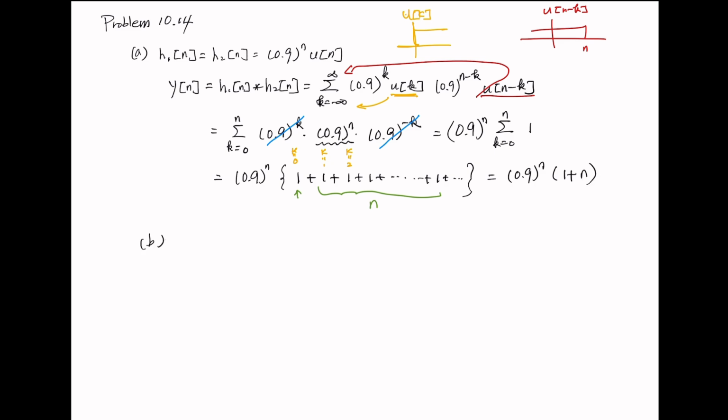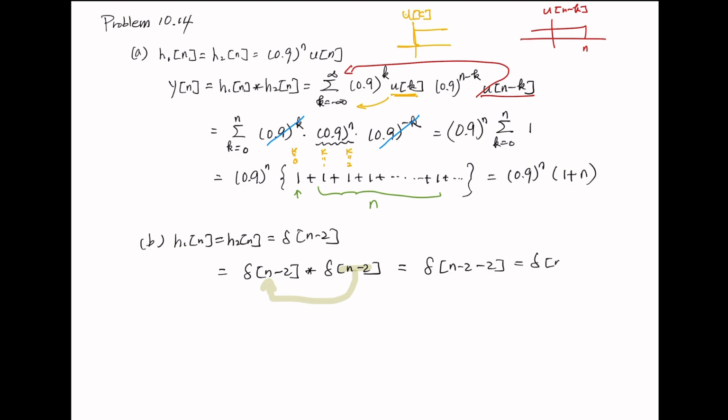And then part B, we have h1 of n equals h2 of n equals delta of n minus 2. And when we do the delta convolution, as we discussed in class, we're going to take the 1 inside of the bracket and put it into the next one. Therefore, it is delta of n minus 4.